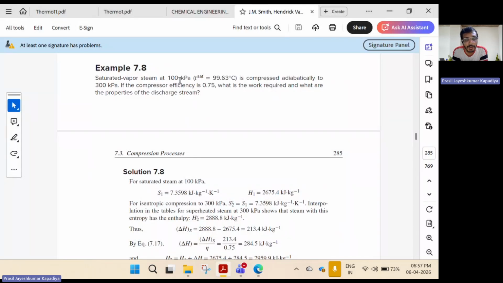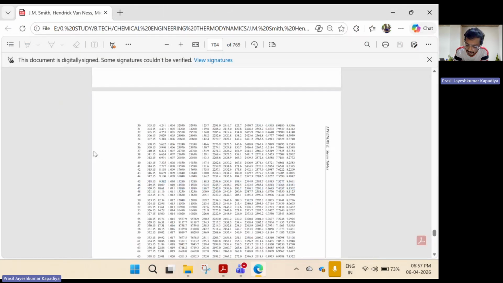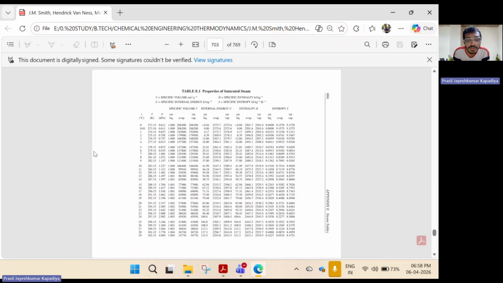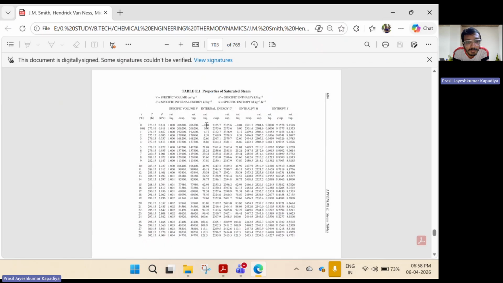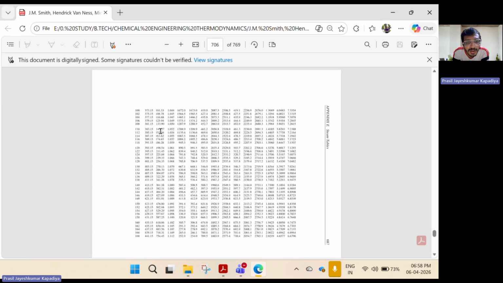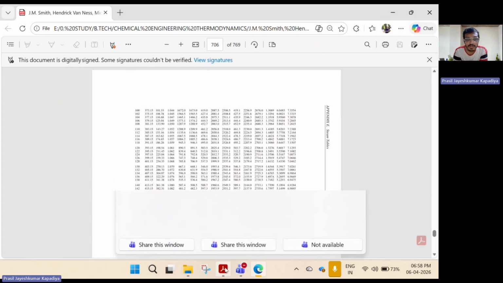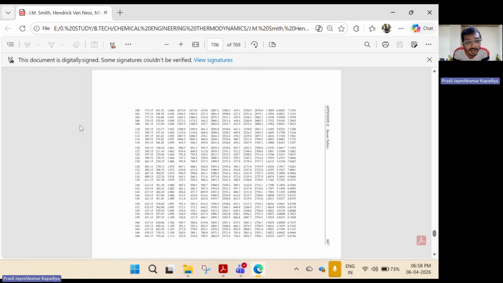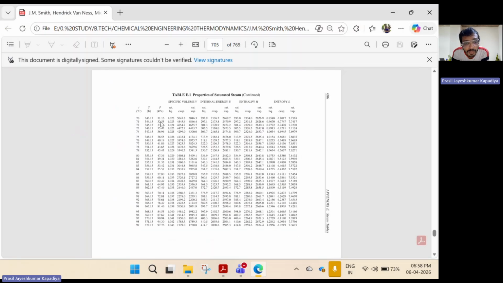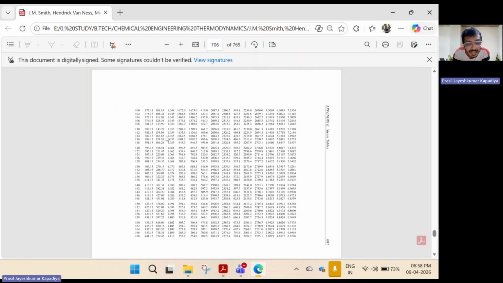So we are at 100 kilopascal. For this compressor, we are starting with saturated steam, so we need to follow the table of saturated steam. We won't have exactly 100 kilopascal; we have 101.33. You can either directly take 100 or you can extrapolate it. So you have 97.76 and 101.33, and you can extrapolate.